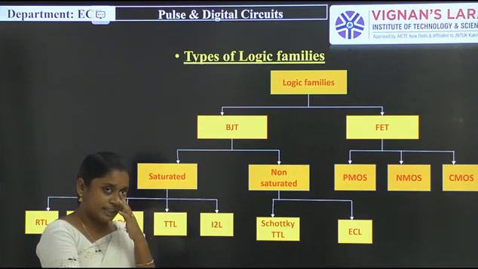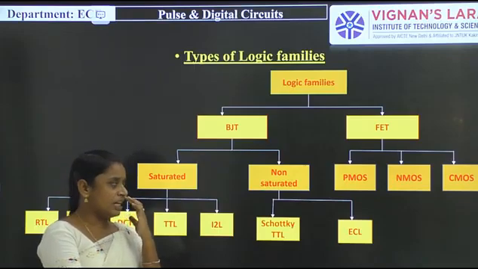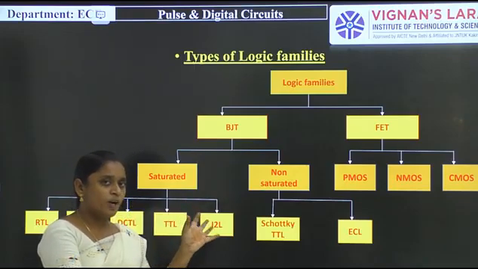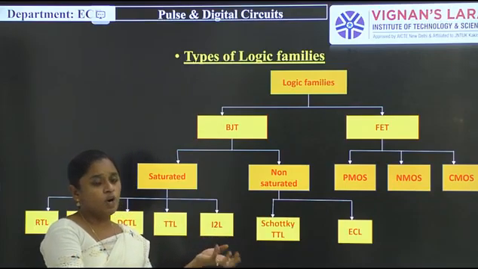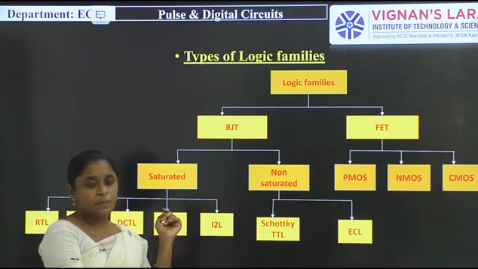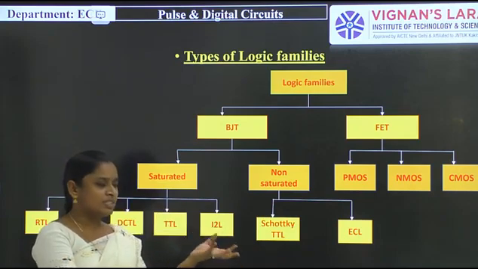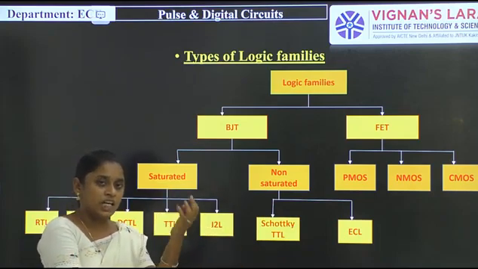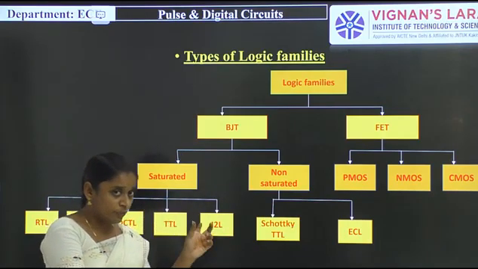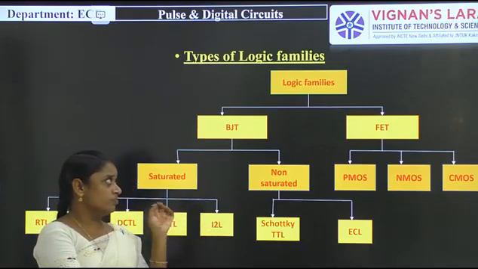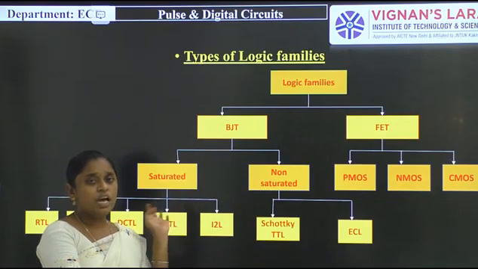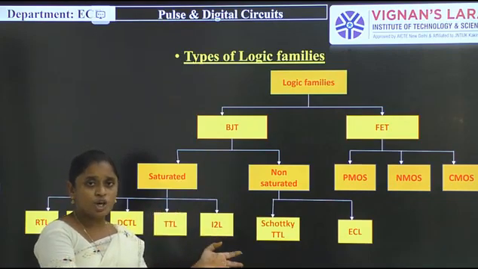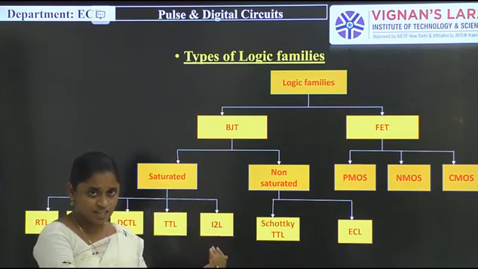And the next one is the FET, field effect transistor. Based upon that it can be divided into three types, that is PMOS, NMOS and CMOS. PMOS is nothing but P-channel MOSFET, which we use in that particular logic family design. This is one type of logic family. NMOS is N-channel MOSFET. CMOS is a combination of P-channel as well as N-channel.